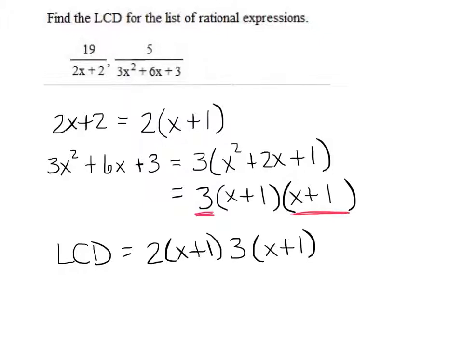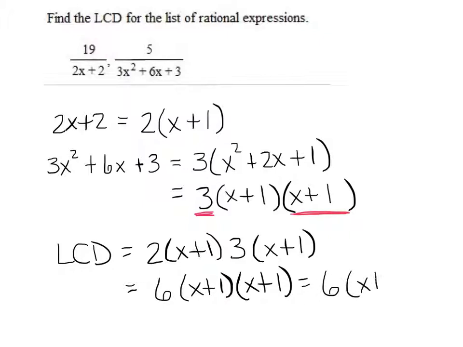I'm missing those. And then I'm just going to clean it up a little bit. I can do my 2 times 3 and put it out front. And then I've got an x plus 1 and a second x plus 1. Now you can write it this way, or you can write it as 6 times x plus 1 quantity squared, because there are 2 of that term. Either way you want to write it. And that's how you'll find the least common denominator, or a least common multiple, for any two expressions like that. I hope this helps.